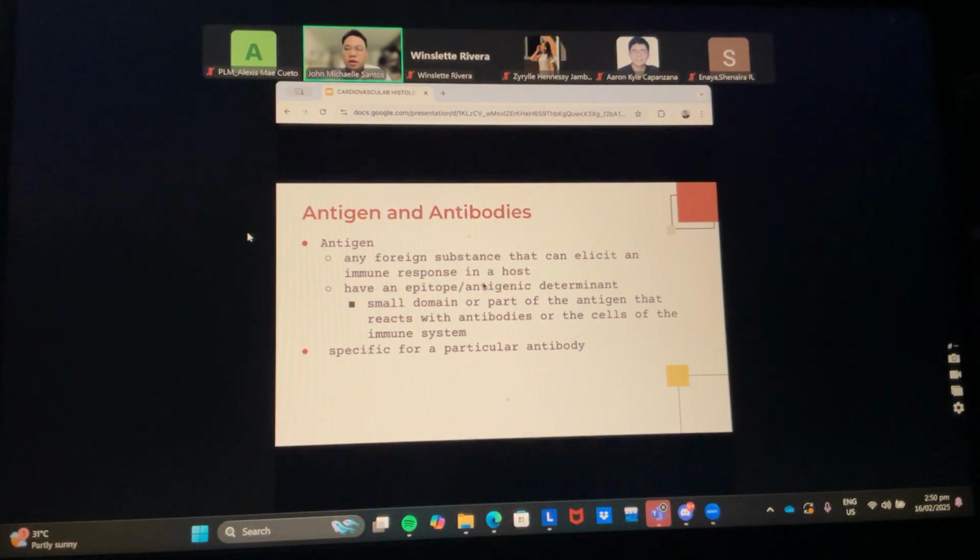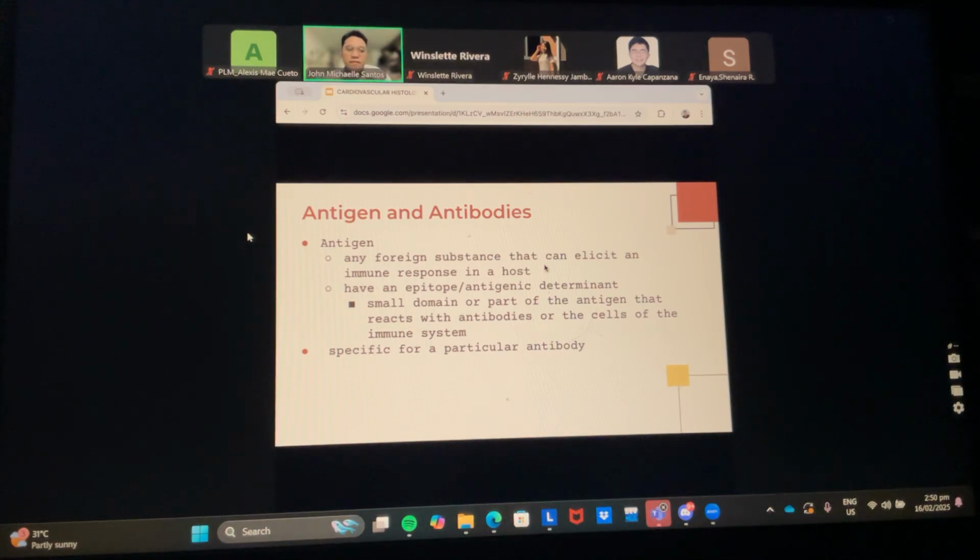So in the concept of the immune system, this concept cannot be avoided, okay? The antigen and the antibodies. When you say antigen, these are foreign substances. They are not recognized by the body. When you say antibodies, these are substances or immunoglobulins produced by our body to fight the antigen. Okay?